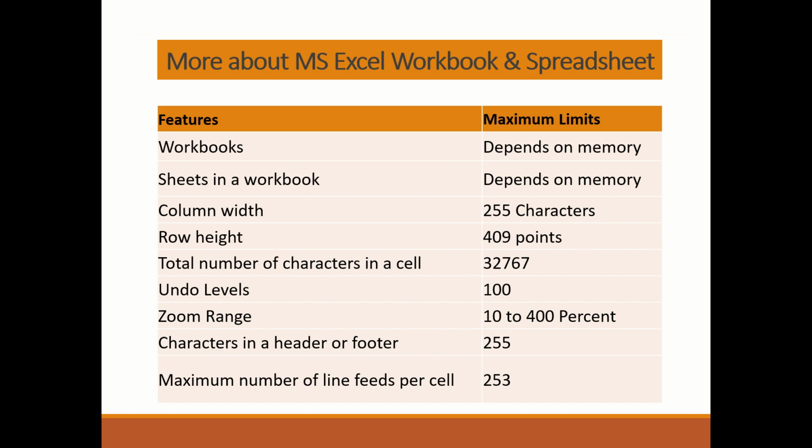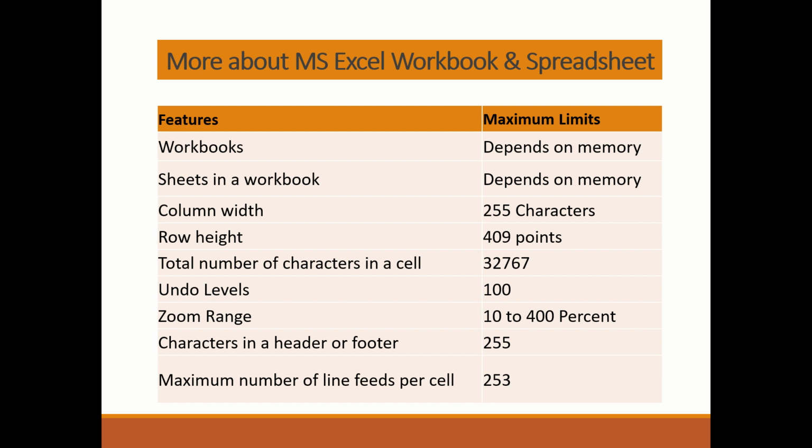Then we have some workbook and spreadsheet limitations. How many workbooks you can create depends on the memory of your laptop or shared drive. Sheets in a workbook again depends on your memory. Column width: you can increase the column width up to 255 points. And row height: you can increase the row height up to 409 points.